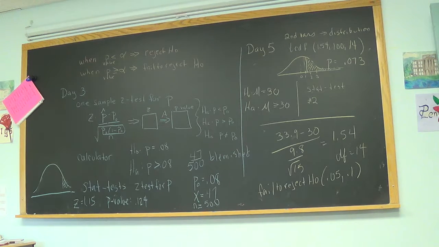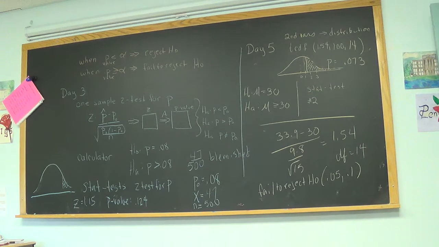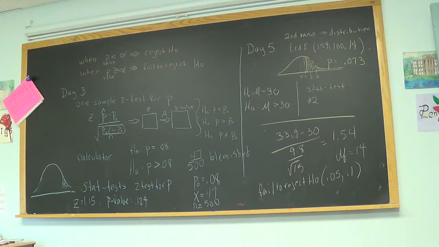So it tells you mu naught is 30. What else? X bar is 33.9. S of X is 9.8. N is 15. And we want greater than.